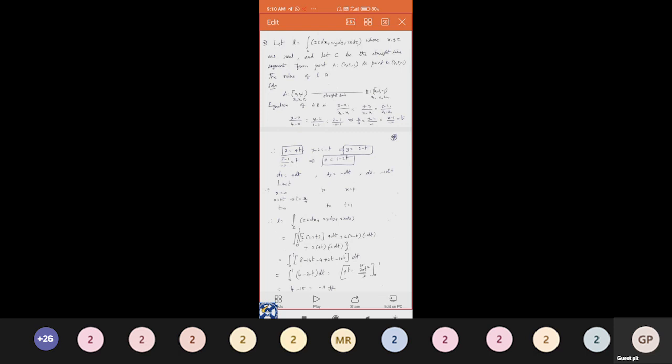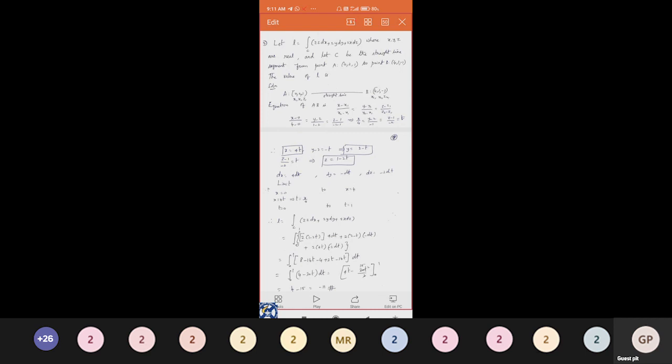And finally, z = 1 - 2t. You differentiate on both sides. z becomes dz, 1 becomes 0, -2t becomes -2 dt. So your dz is -2 dt. So now we converted all the three variables x, y, z into a single parameter t. And now let us find the limits of the new parameter t.